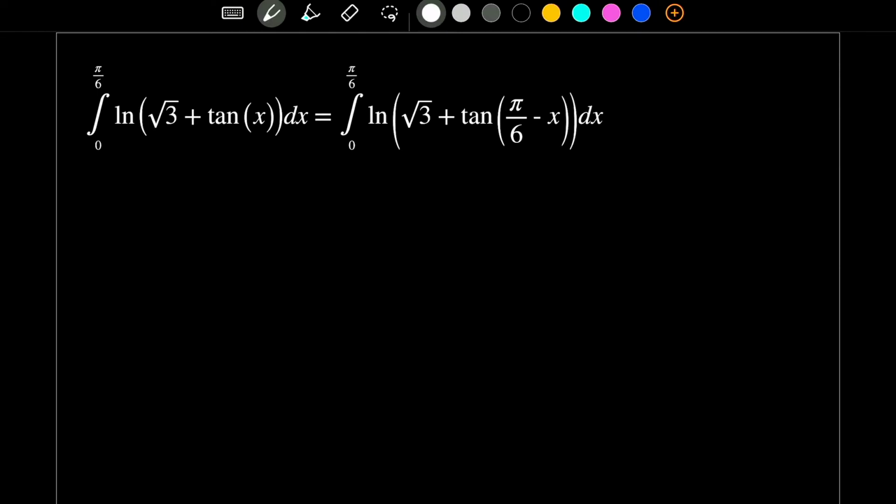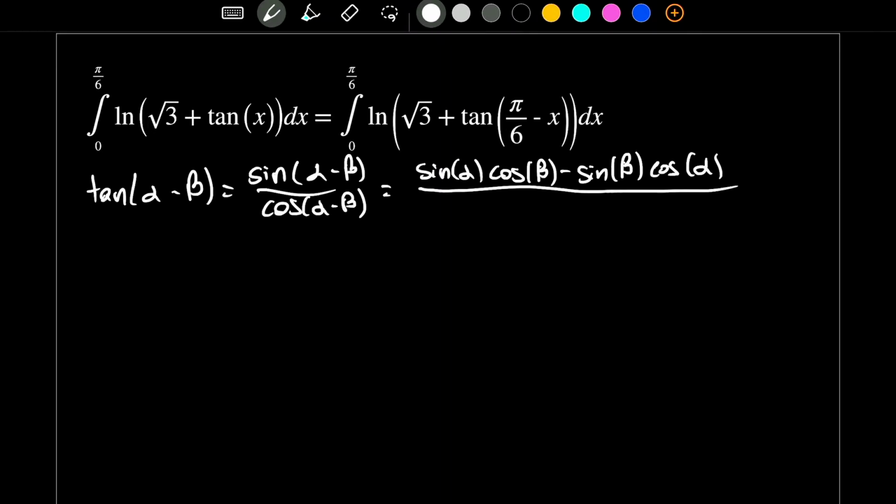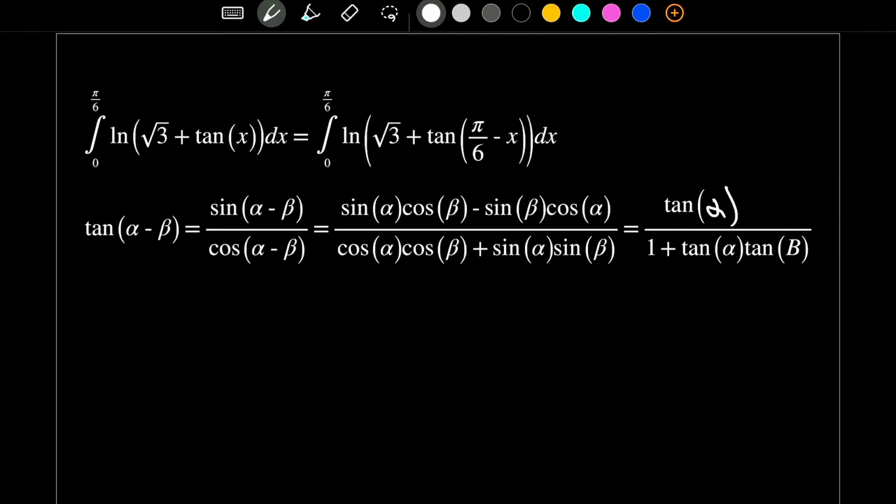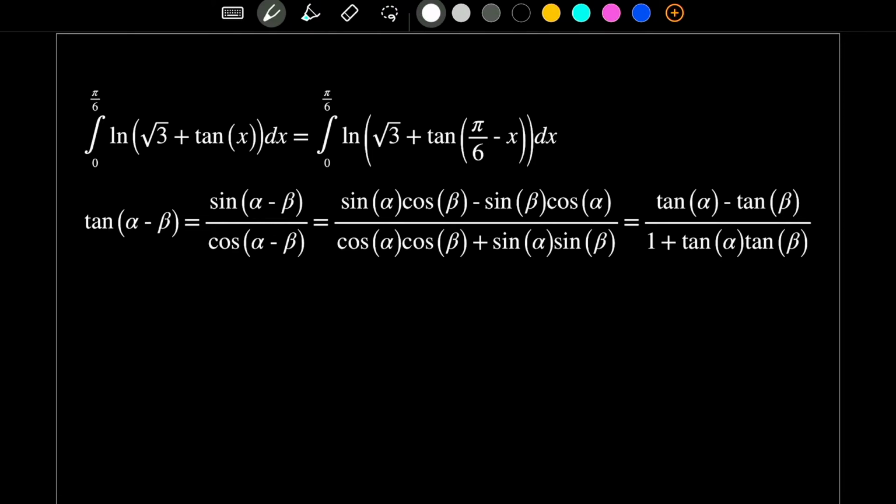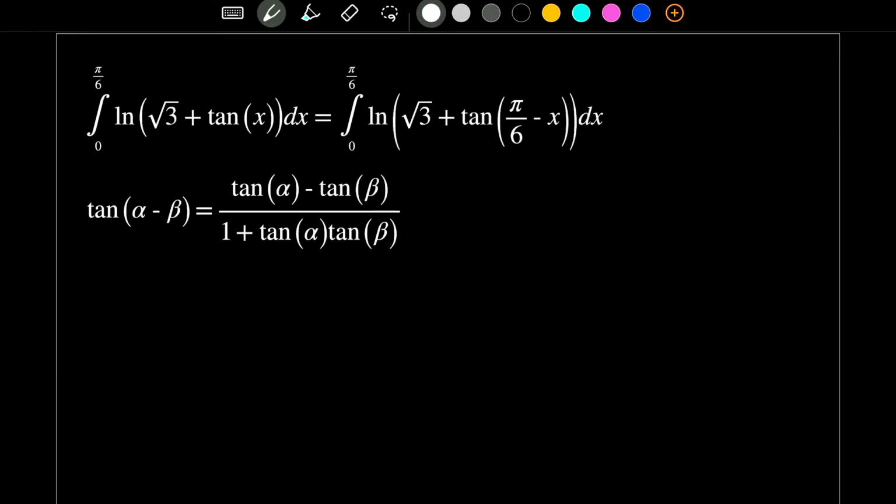Now we're quickly going to do some trigonometry. We've got this tangent of pi over 6 minus x. Let's just quickly derive the formula for tangent of alpha minus beta. So some easy trigonometry here. Let's also look into tangent of pi over 6 to make our life a little easier. That's just going to be sine of pi over 6 divided by cosine of pi over 6, which means it's going to be 1 over square root of 3, or square root of 3 divided by 3.